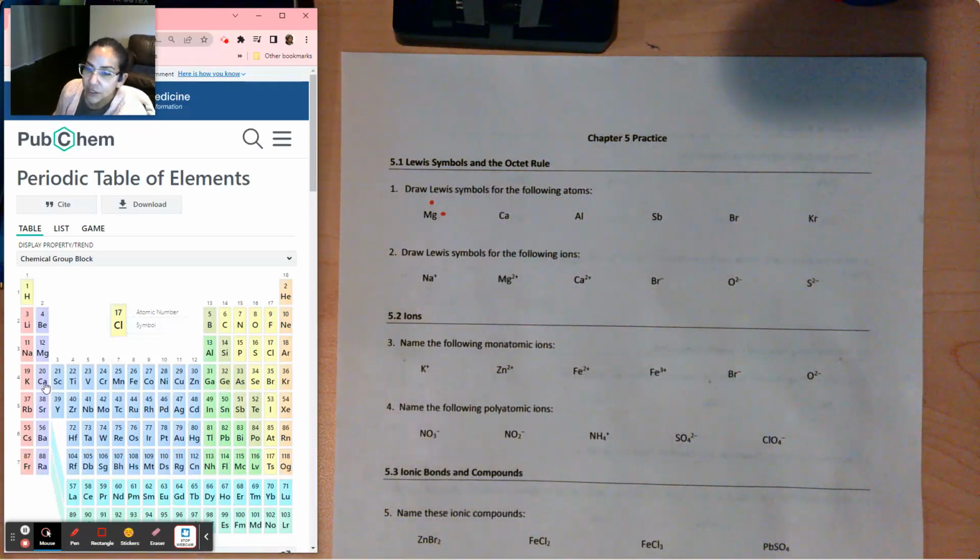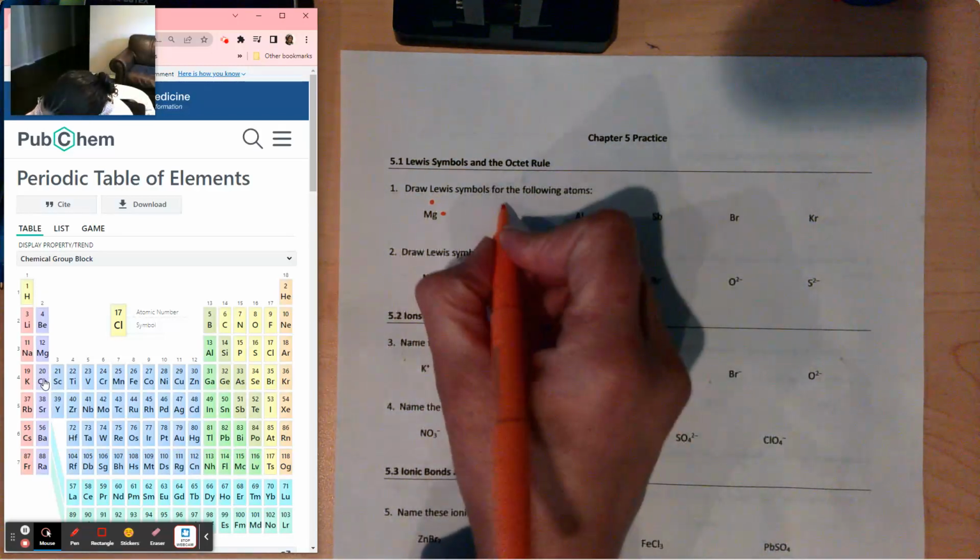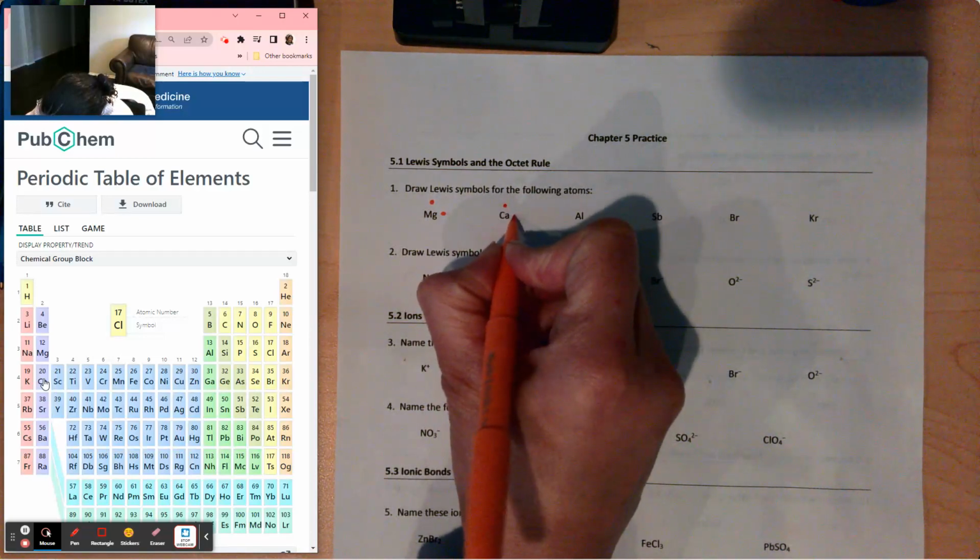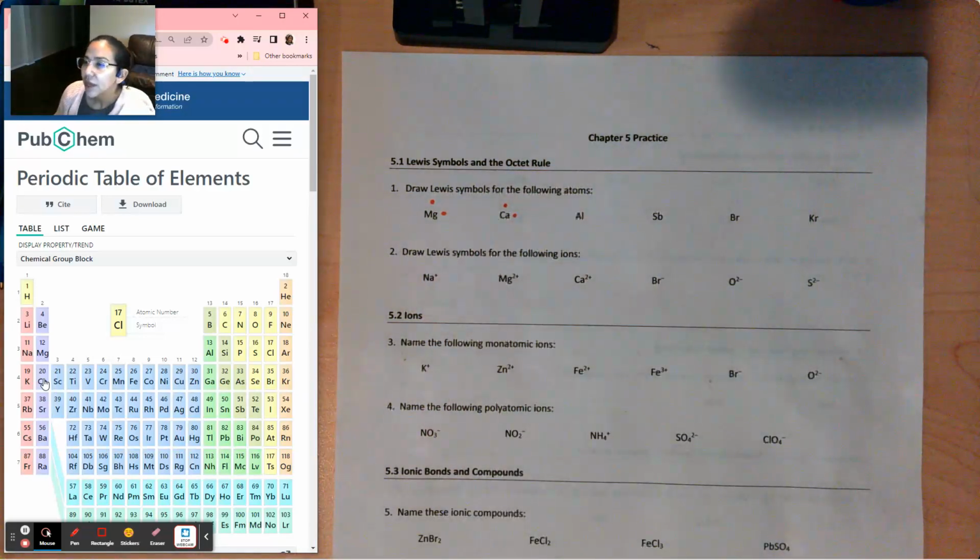I'm going to look for calcium. Calcium is also in column number 2. So therefore, it's going to have 2 valence electrons. And we're going to apply those going 1, 2. Okay, notice I'm not adding all the previous ones, right? I'm not adding the inner or the core electrons.